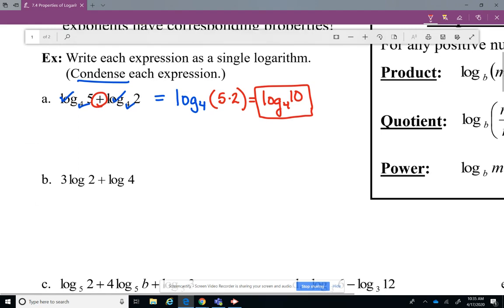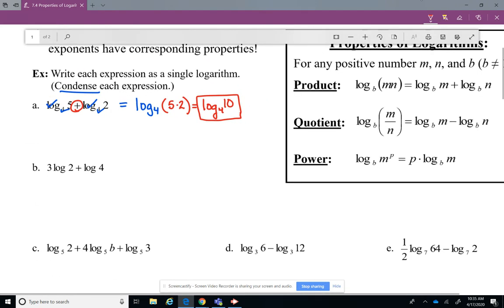All right, that wasn't too hard. That one was like the product one, where you had the log base b of m and the log base b of n, and you ended up multiplying them. Okay? All right, let's do this again.